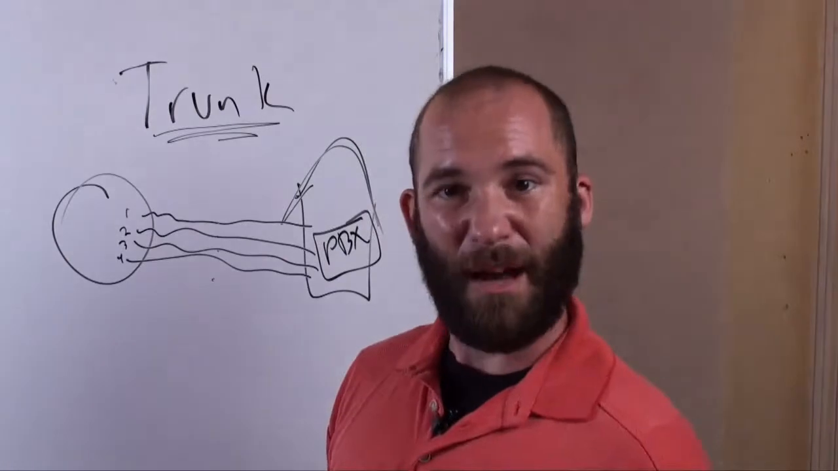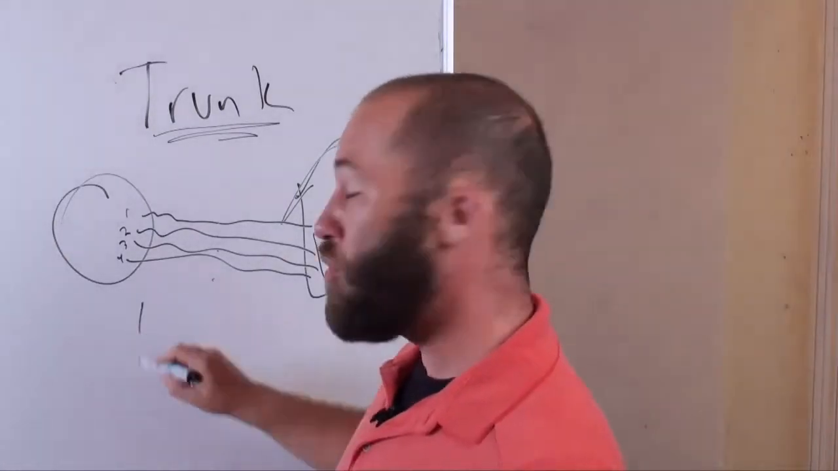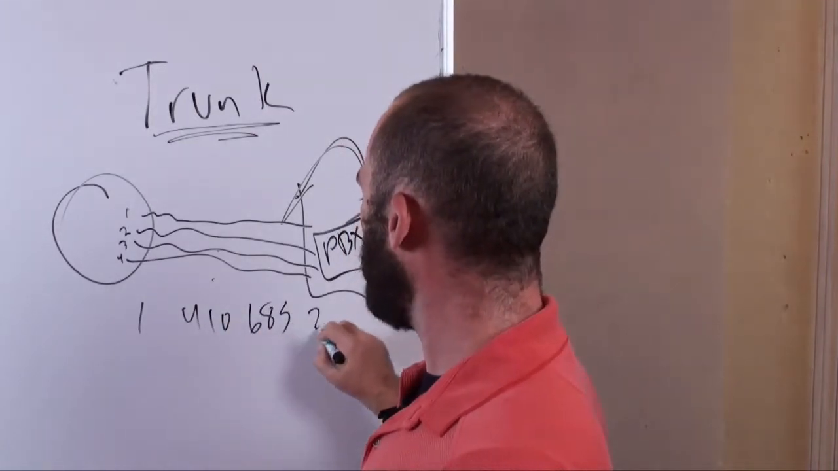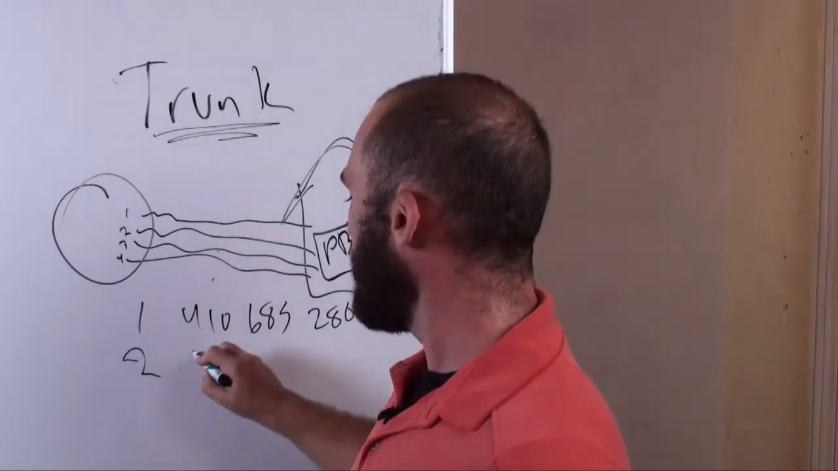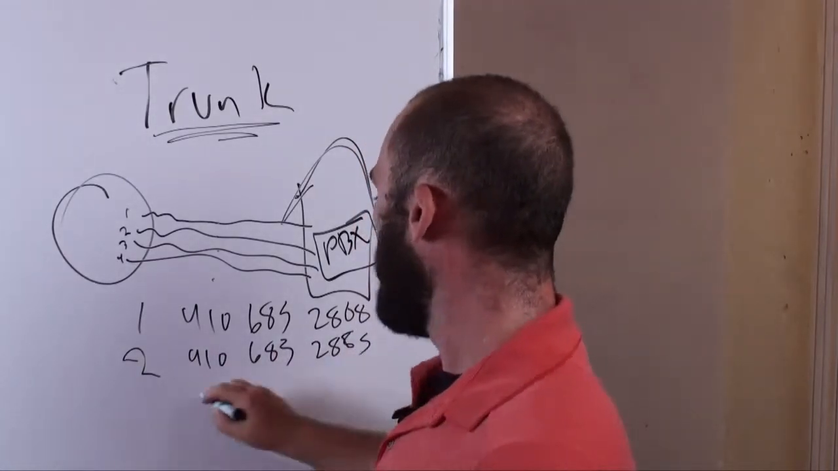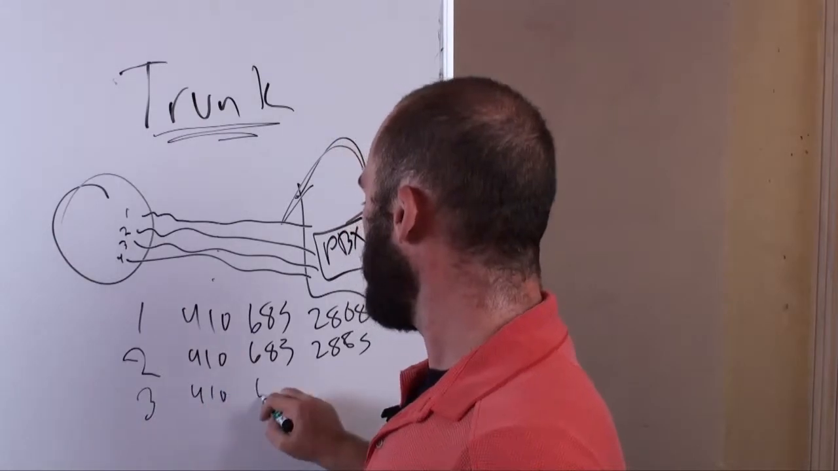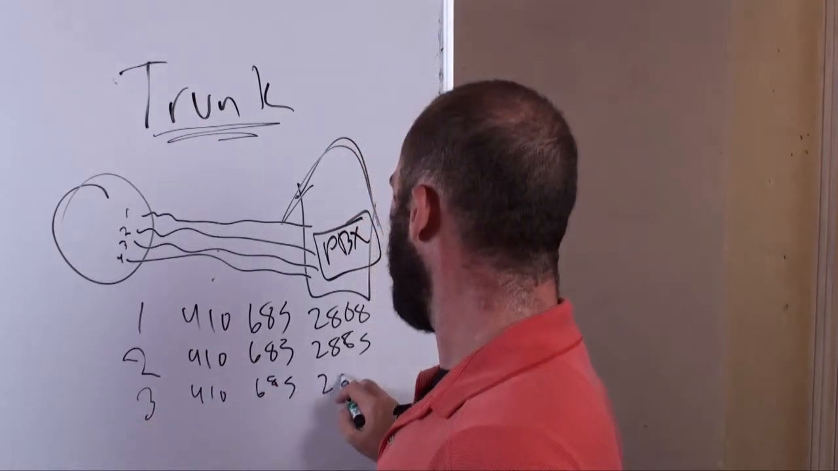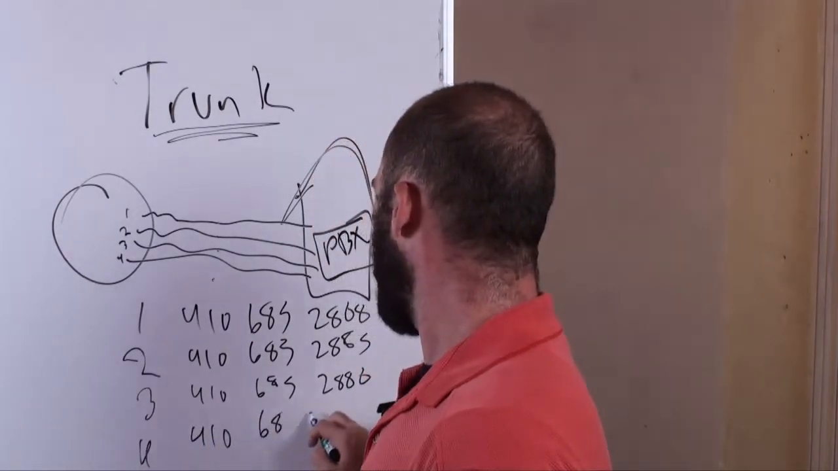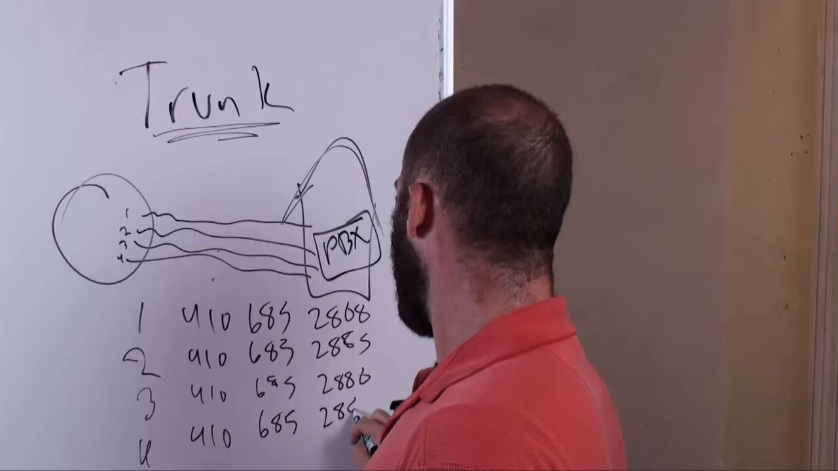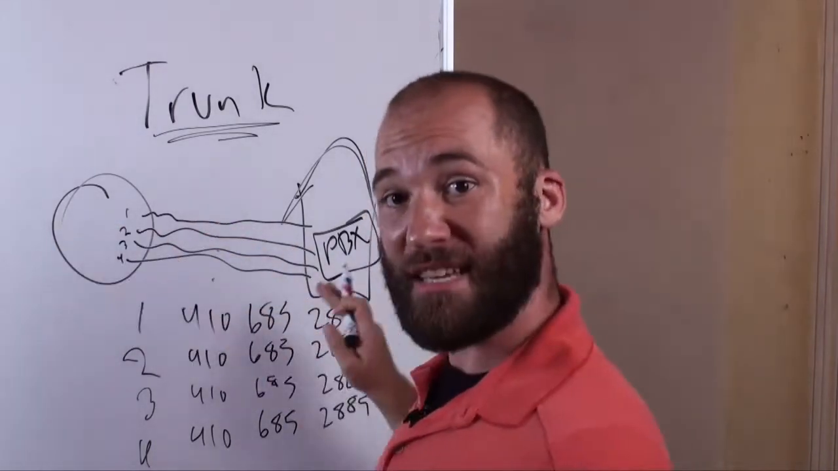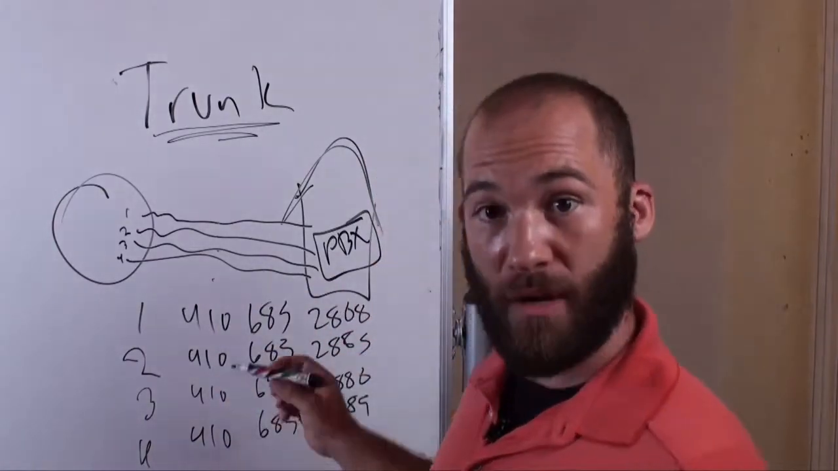So let's talk about how Eli the computer guy was. Line number 1, our main phone number, was 410-685-2808. The second number was 410-685-2885. The third was 410-685-2880. And the fourth was 410-685-2889. So every single one of these trunk lines coming in had its own phone number.